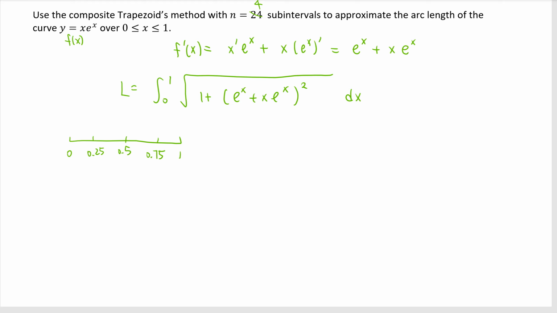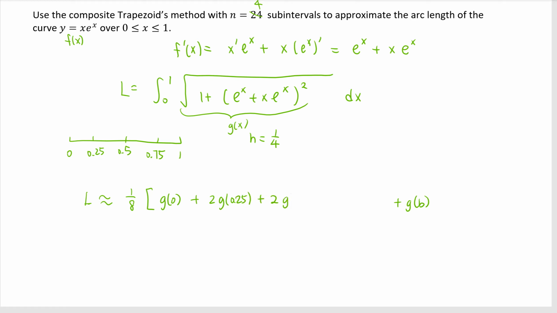And so L is approximately, by the trapezoid method, h in this case is also 1/4, so h over 2 becomes 1 over 8. And then, oh, I write f again, let's call this guy g. So g of a, 1 copy, g of b, 1 copy, and then the middle guys, they are 2 copies. Let me actually write down the points. So g of 0.25, g of 0.5, g of 0.75, and b is 1. So far, so good, everybody?